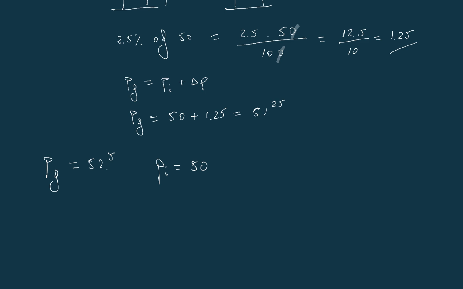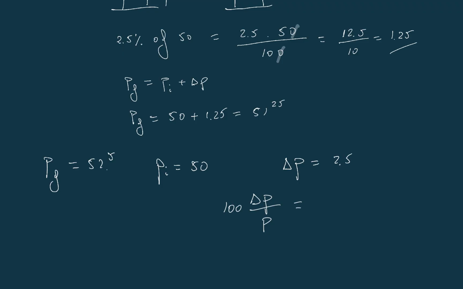Okay, so let's do this problem. We need to find what percentage means that the final price is 52.5. So delta P, in this case, the change in the price, is 2.5. And what is the percentage that has been added to the price? The percentage will be delta P divided by P multiplied by 100. Let's do it to see what is the result.